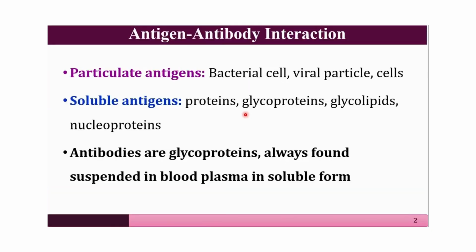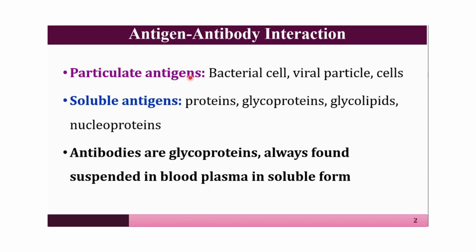So, antigens are broadly classified into two types, that is, particulate antigens and soluble antigens. The particulate antigens are bacterial cells, viral particles, cells. Cells could be bone marrow cells or cells of any tissue origin.